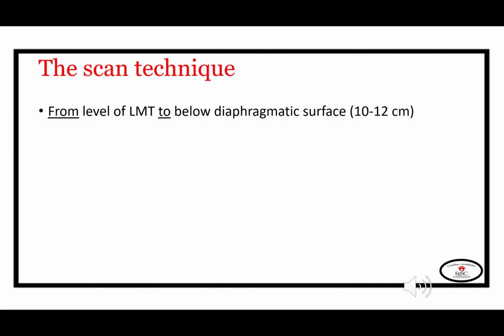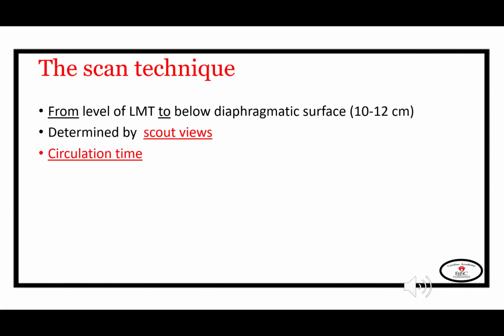As for the scan technique, we start from the level of the left main coronary artery to below the diaphragmatic surface of the heart, which is usually a length of 12 centimeters. This is determined by scout views, which look like a traditional chest X-ray.